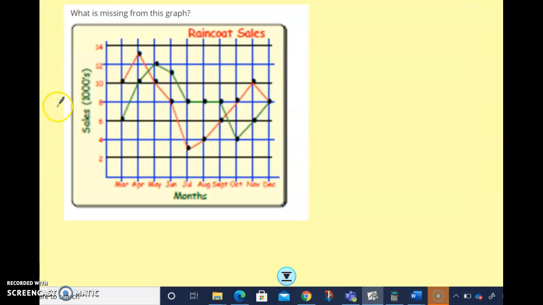Last question. We've got a graph here and we're asked what's missing, and what's missing from this graph is the key. Generally speaking, every graph should have a title, a key if it's talking about more than one thing. Both axes should be labelled, both with a title of what the axis is and the scale labelled on the side as well. Okay.